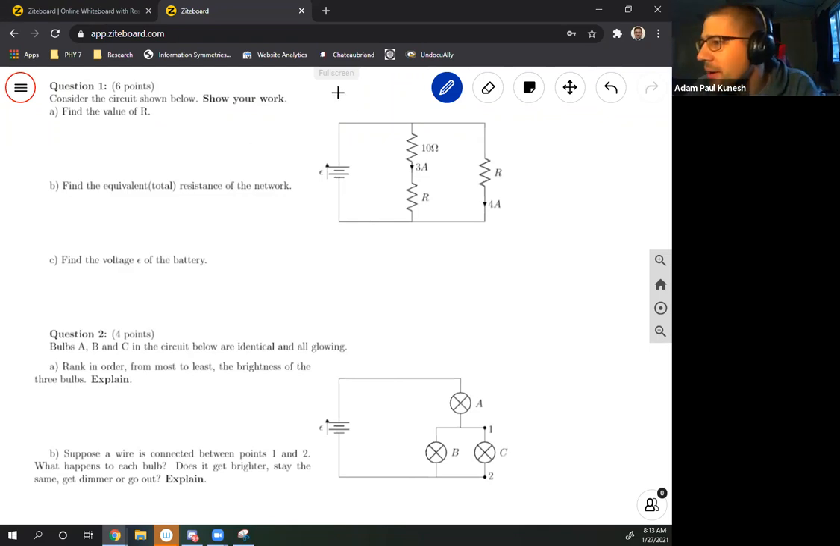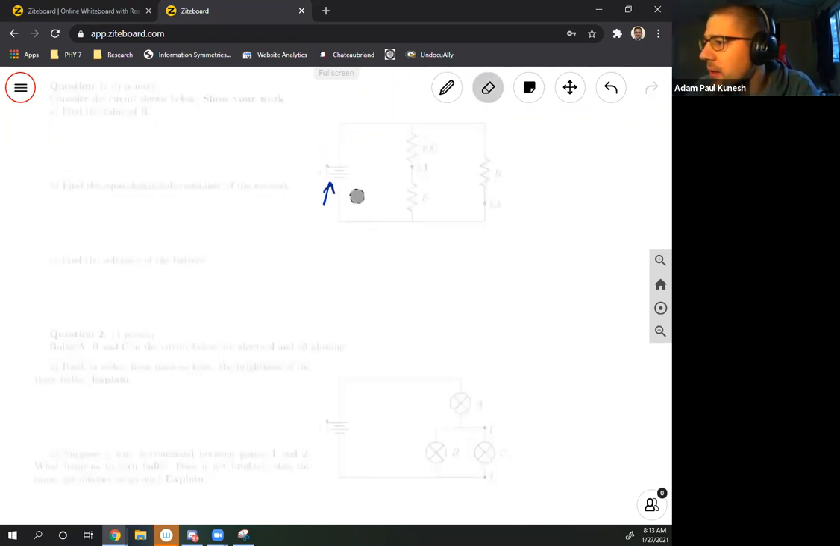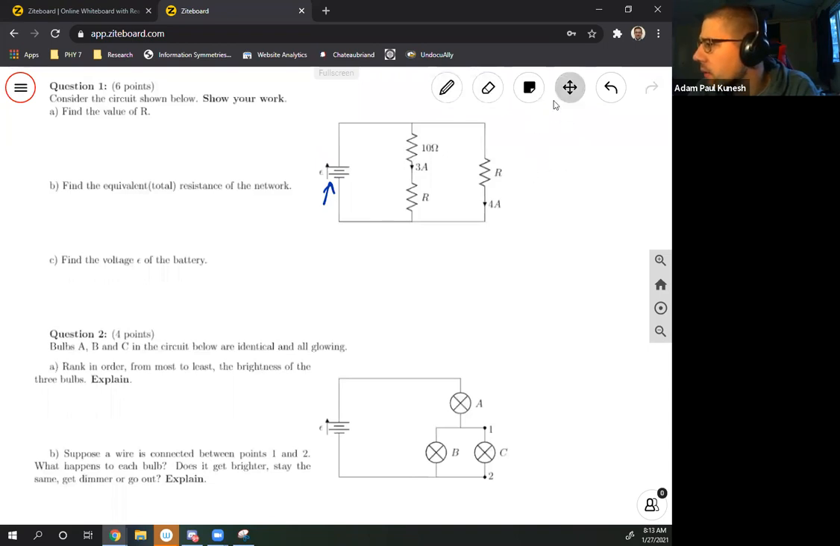I'm considering this circuit. I'm supposed to show my work. I've got a battery and 3 resistors. They tell me the amperage passing through these 2 branches.